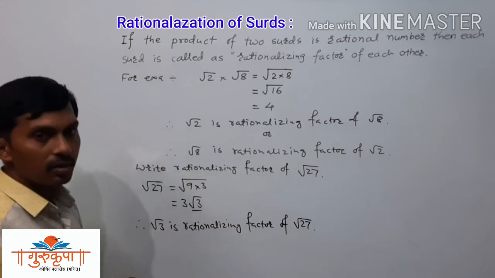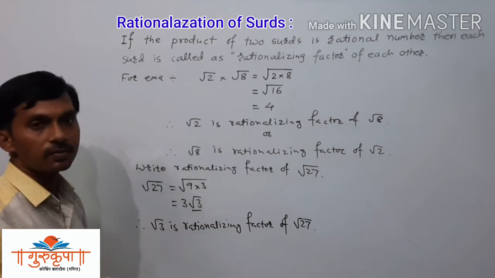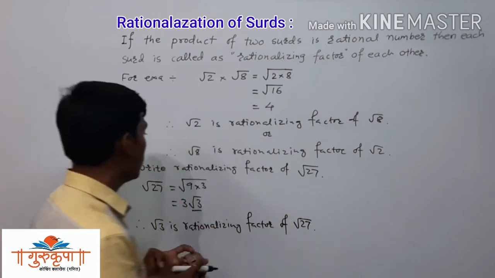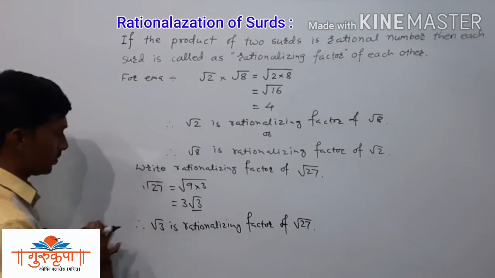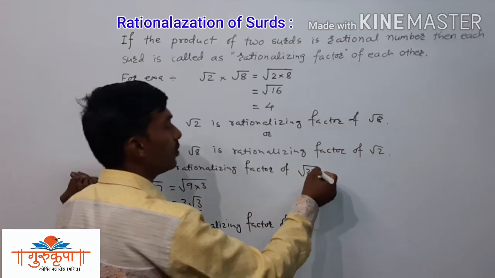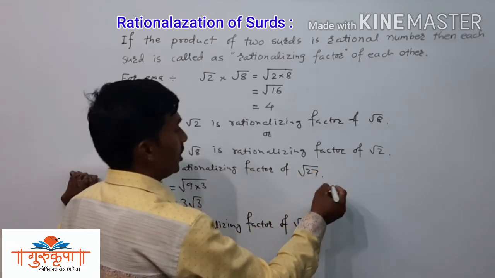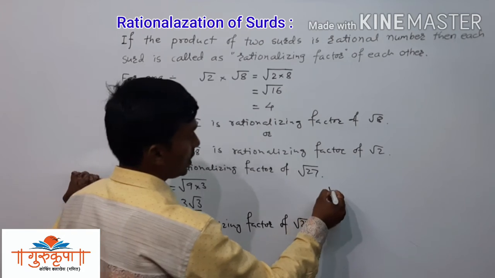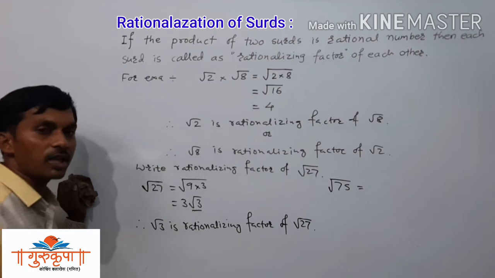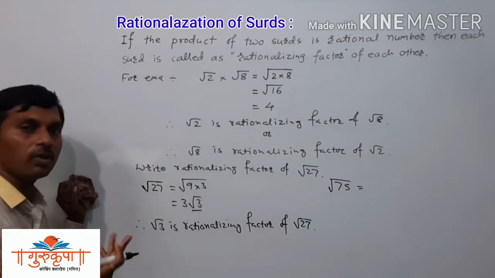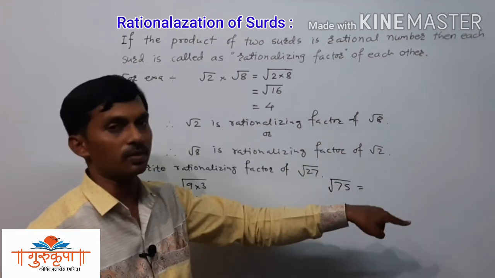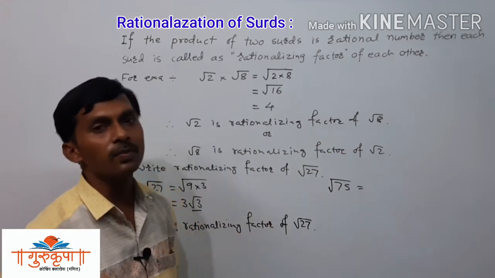Now take one more example. Here we have to write the rationalizing factor. The question is the same: write the rationalizing factor of root 75. We are given the number root 75 and we have to find its rationalizing factor. So what do we have to do? We have to write this root 75 into the simplest form, and then you can get the simplest rationalizing factor.